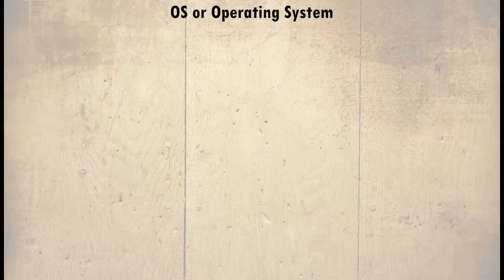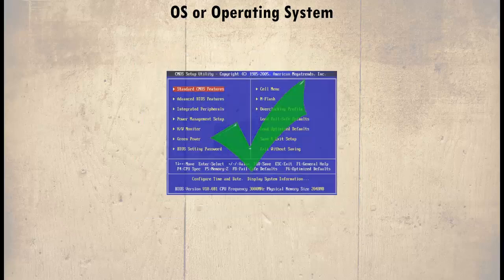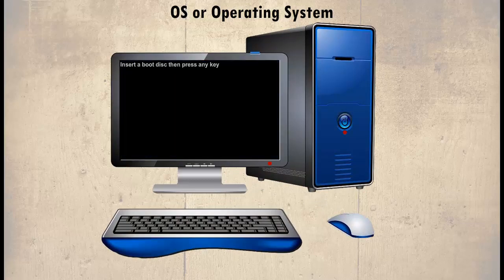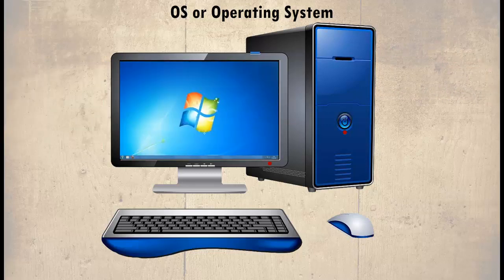Now that the major components have been installed and the CMOS information has been checked, the PC is built and almost ready to use. Although assembled and working, this system cannot be used to achieve common tasks such as storing files, using applications, or connecting to the internet. To make this system usable, an operating system is required.